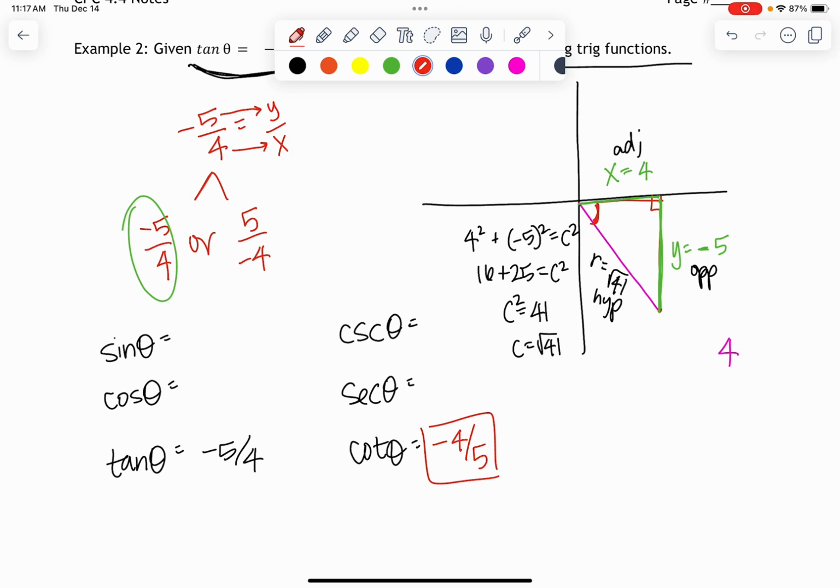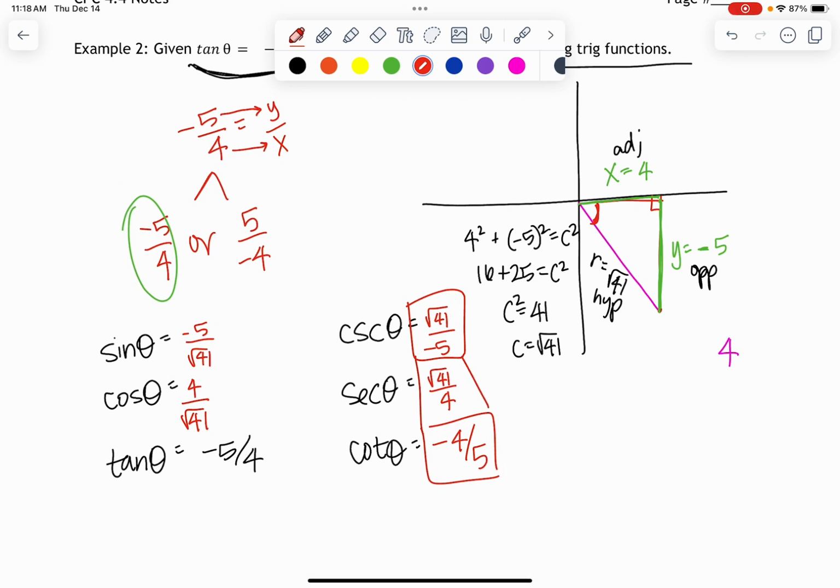Sine is y/r, so it's -5 over square root of 41. I'll simplify that in a minute. Cosine is x/r, so that's 4 over square root of 41. I'll simplify that in a minute. Cosecant is a reciprocal of sine, so I'll flip sine, and that would be negative square root of 41 over 5. Secant would be the flip of cosine, so it would be square root of 41 over 4.